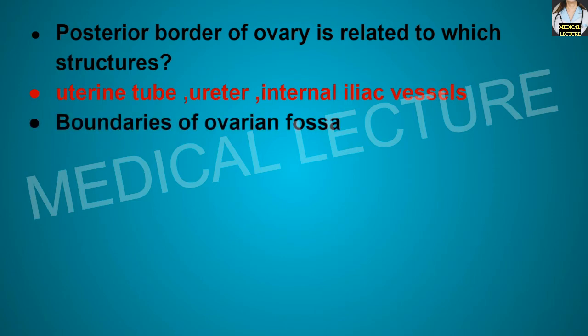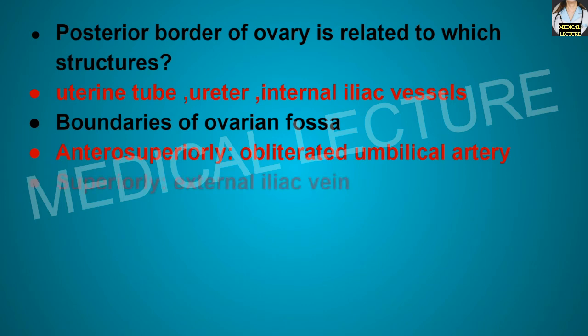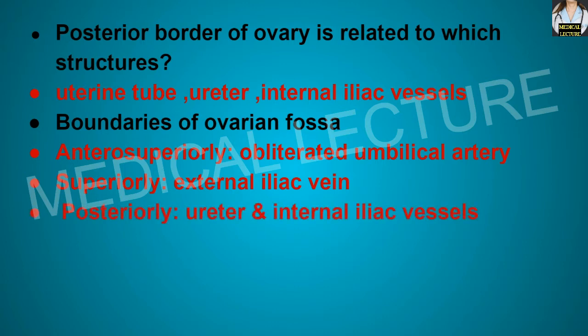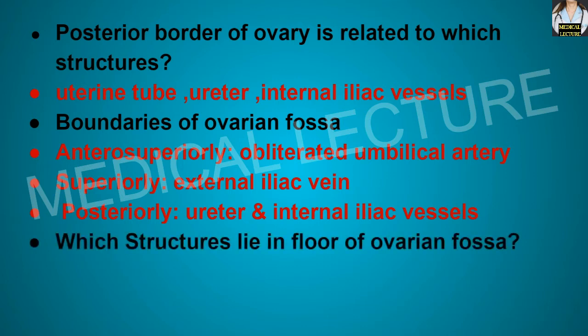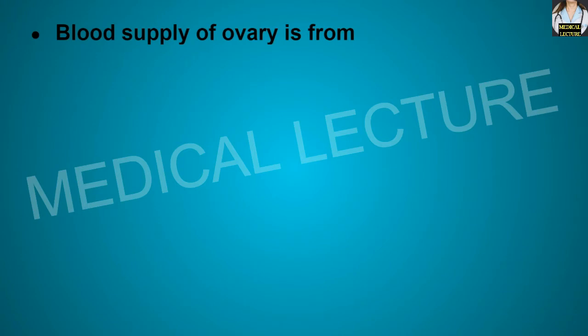What are the boundaries of the ovarian fossa? Anteriorly there is obliterated umbilical artery, superiorly there is external iliac vein, and posteriorly ureter and the internal iliac vessels are the boundaries of the ovarian fossa. Which structures lie in the floor of the ovarian fossa? Obturator nerve and vessels. What is the blood supply of the ovary? From the ovarian vessels and from the uterine vessels.